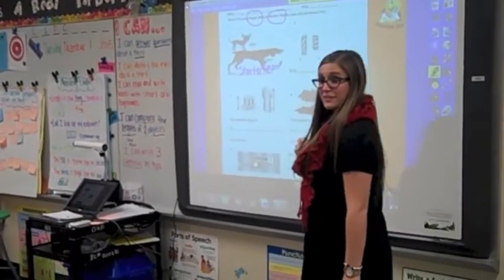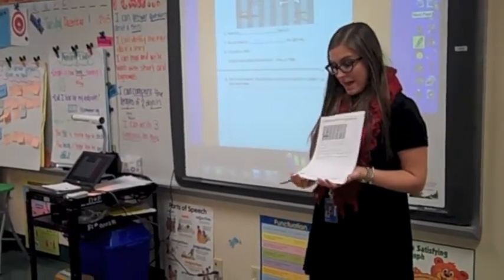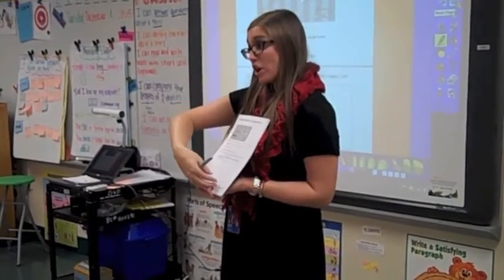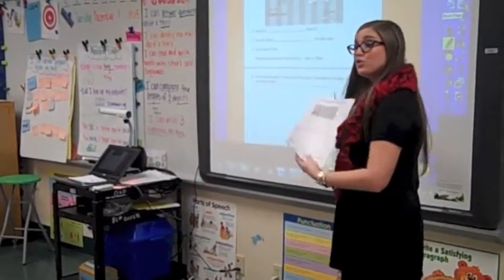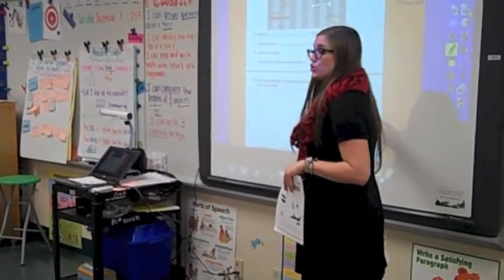Get it? On the next page, some of you are going to start from the bottom. When I give you your paper, if I give it to you this way, you're going to do the bottom first, where you are going to find school supplies in your desk and order them from shortest to longest.